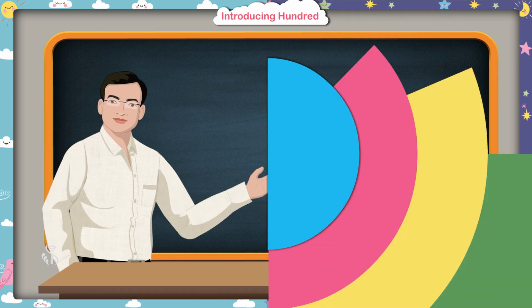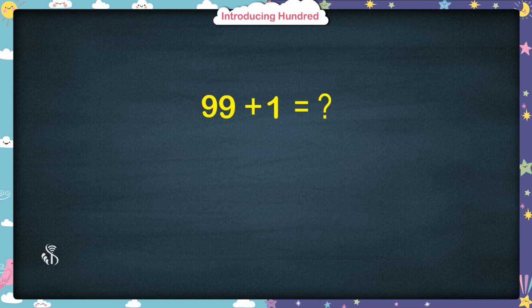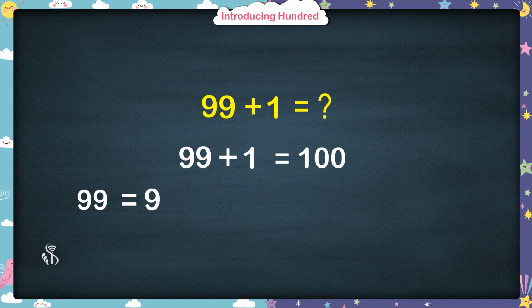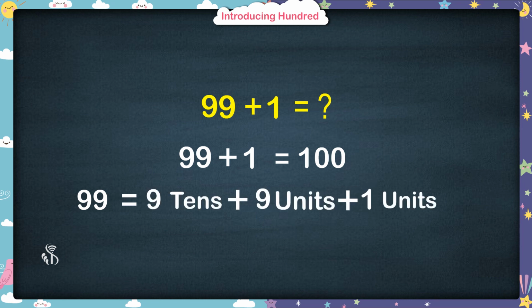Let's start now. Children, what is the sum of 99 and 1? How can we write it? You see, 99 plus 1 together make 100. We can write like this. 99 is equal to 9 tens plus 9 units plus 1 unit.